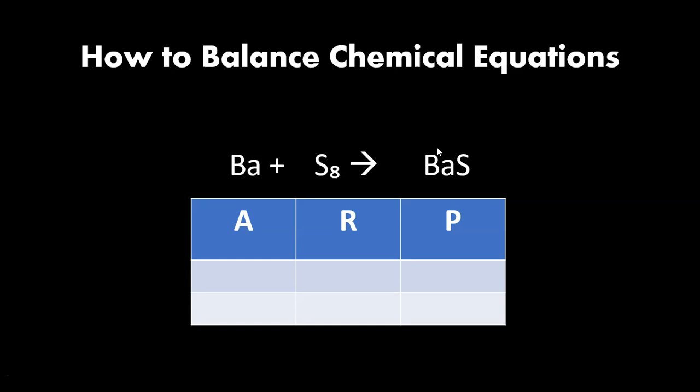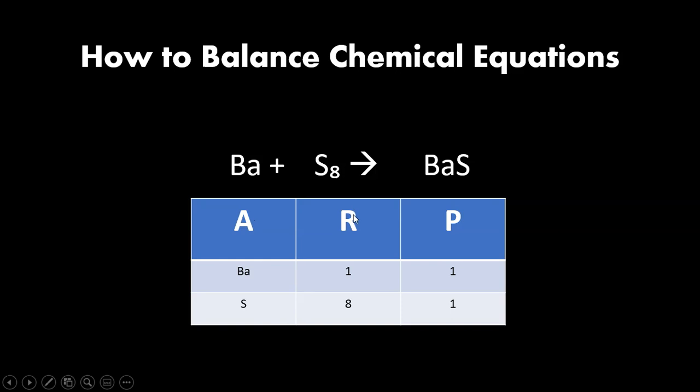So I'm going to show you something called an ARP chart. And this ARP chart is really going to help you learn how to balance chemical equations. Let's check out this ARP chart. I already filled it out for you. So A is all of the atoms that are in the chemical equation. So we have barium and we have sulfur.